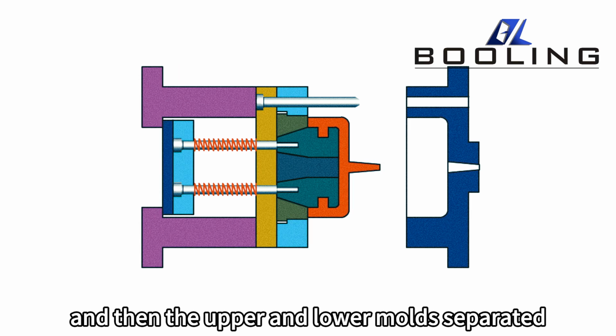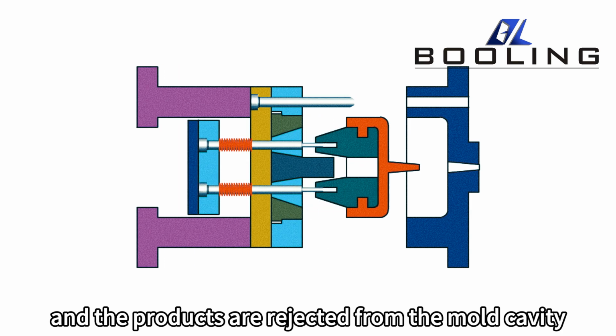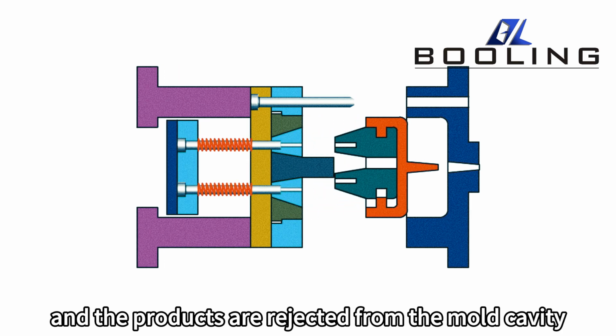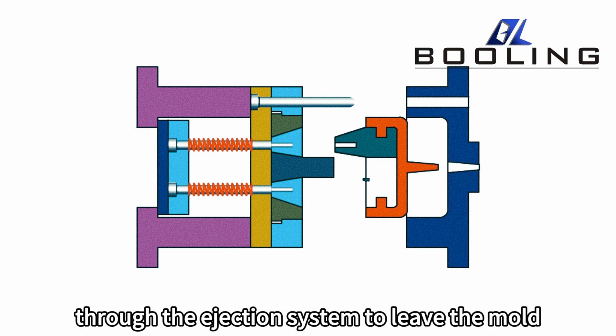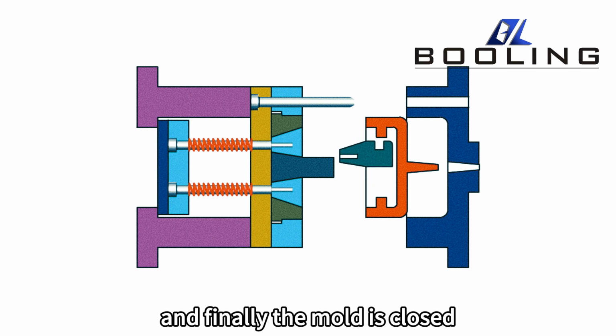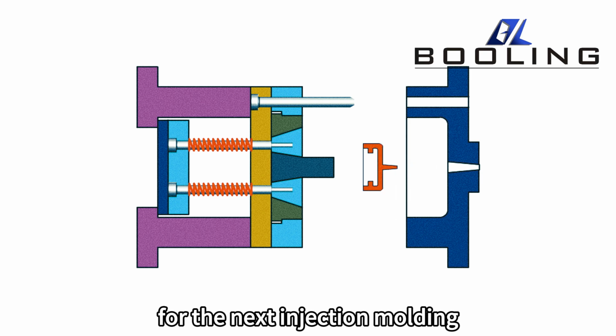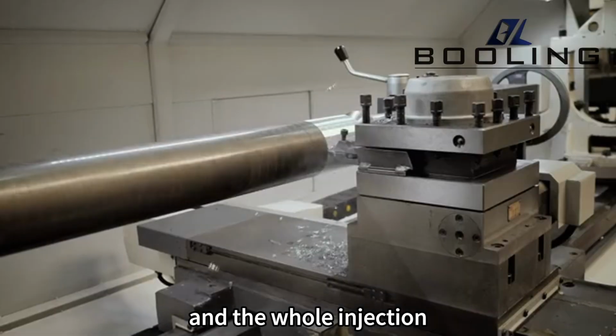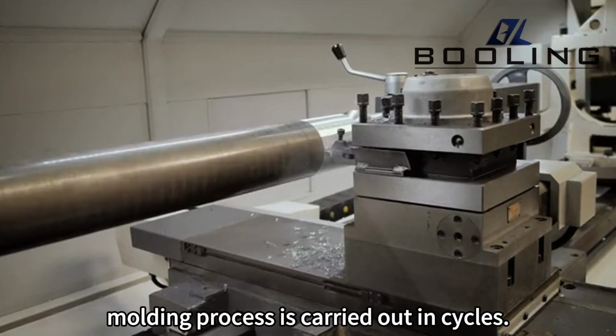And then the upper and lower molds are separated, and the products are ejected from the mold cavity through the ejection system to leave the mold. And finally, the mold is closed for the next injection molding. And the whole injection molding process is carried out in cycles.